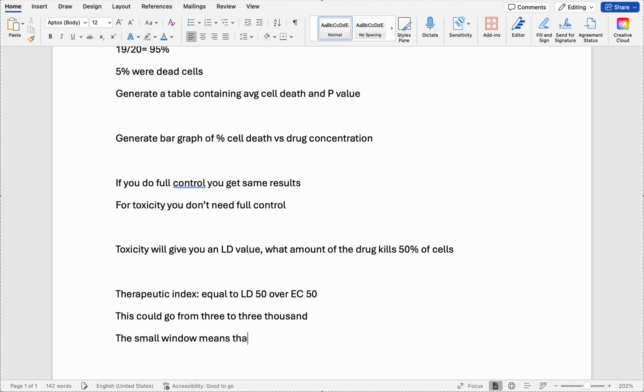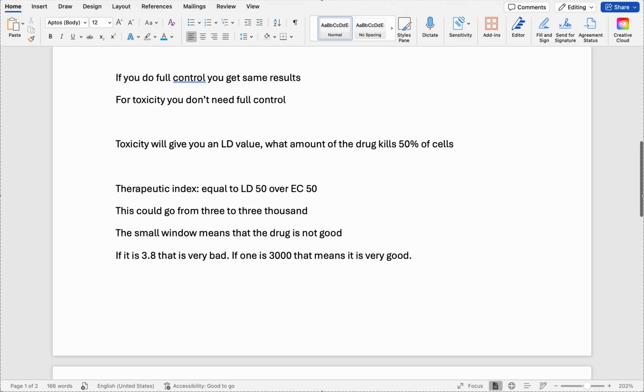Let's say the G418 therapeutic window might be 3.8. That's very low. And let's say the ataluren therapeutic window is 3,000. That means you have a large window to operate in to treat patients before you reach toxic levels. So that's what we're looking for. This is what we're really wanting to see.